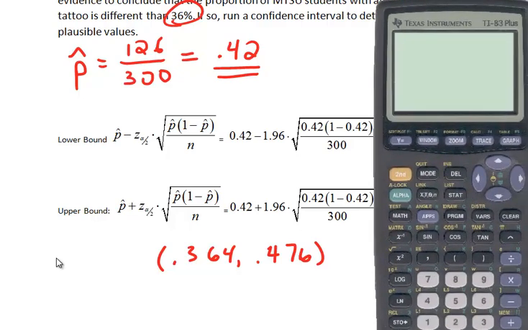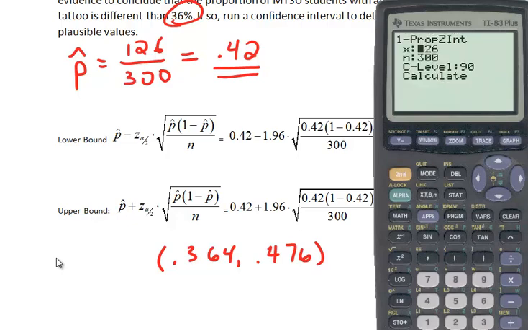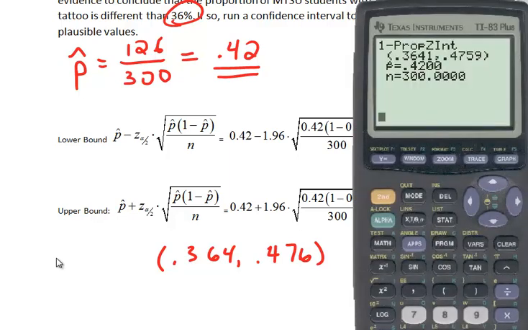So I'm just going to go to Stat, Test, and this is the 1-PropZInt right there. I already have it in there. Confidence level, we are at 95, and let's calculate. So we get exactly the same thing, 0.364 and 0.476, because they use the same formula in the back end.